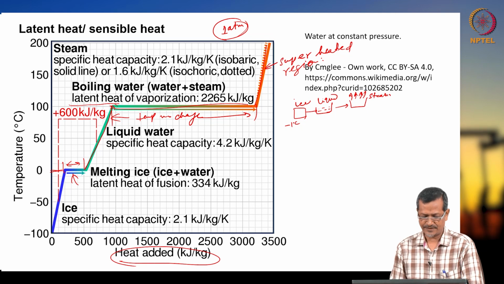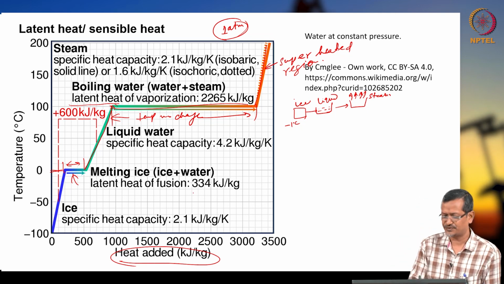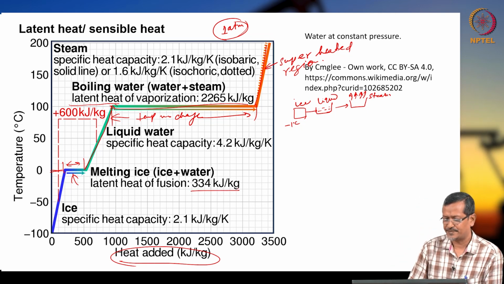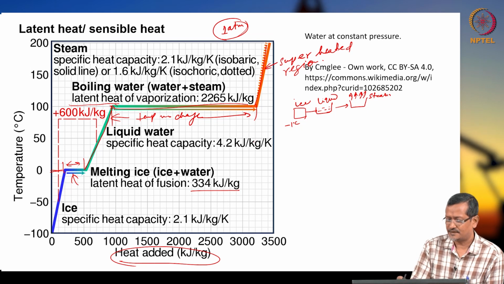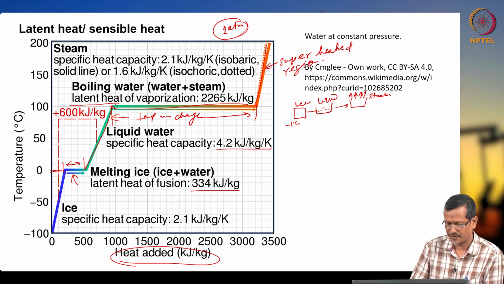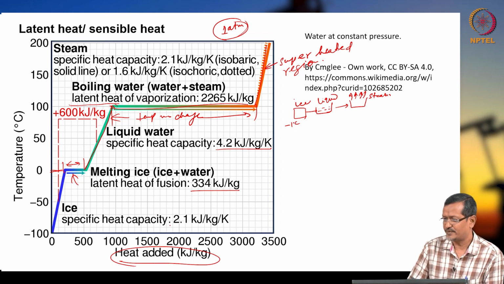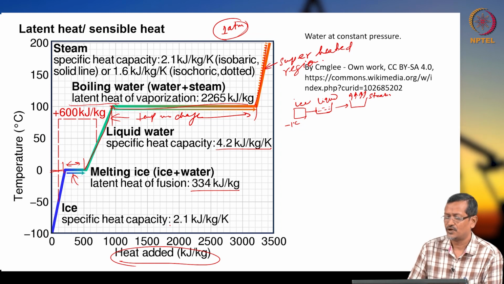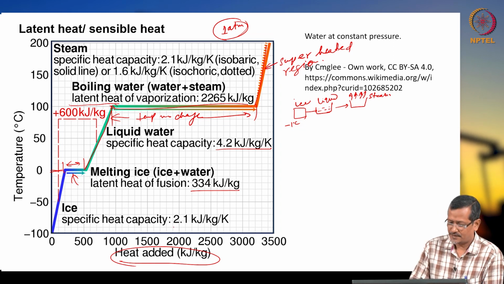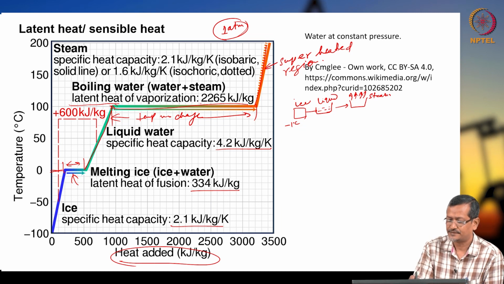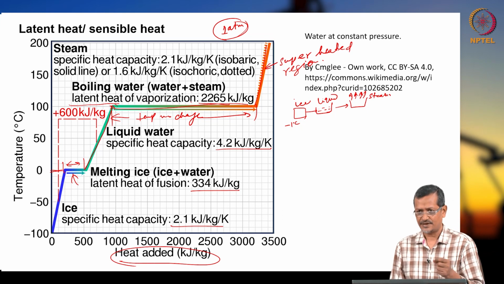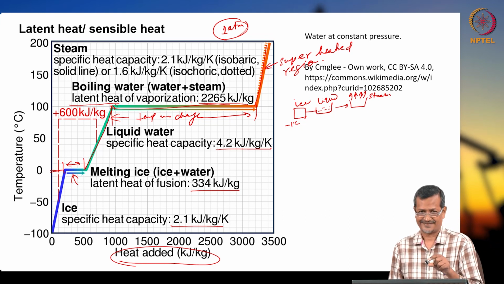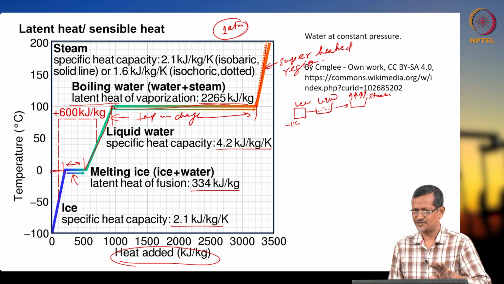Some values are given, so you should try to remember: latent heat of fusion 334 kJ per kg, then liquid heat capacity 4.2 kJ per kg. These values are important, that is why I have given this picture, taken from Wikimedia. And 2265 is the latent heat for vaporization, and every time we have to say this is at atmospheric pressure. If you change the pressure, the story will be different.